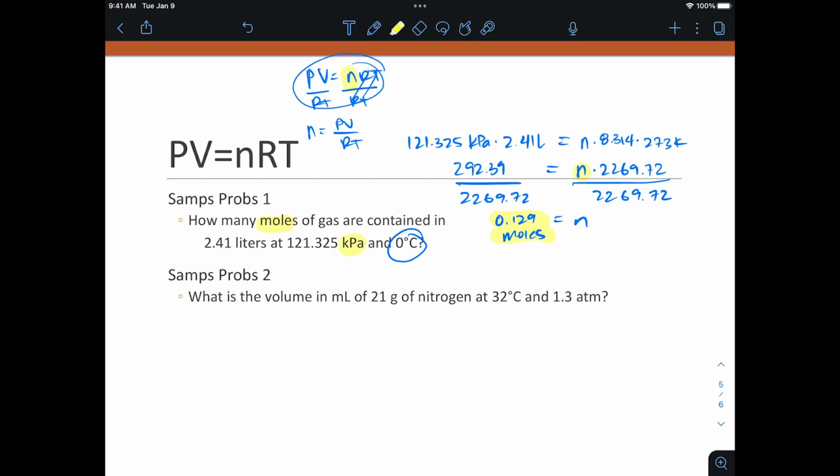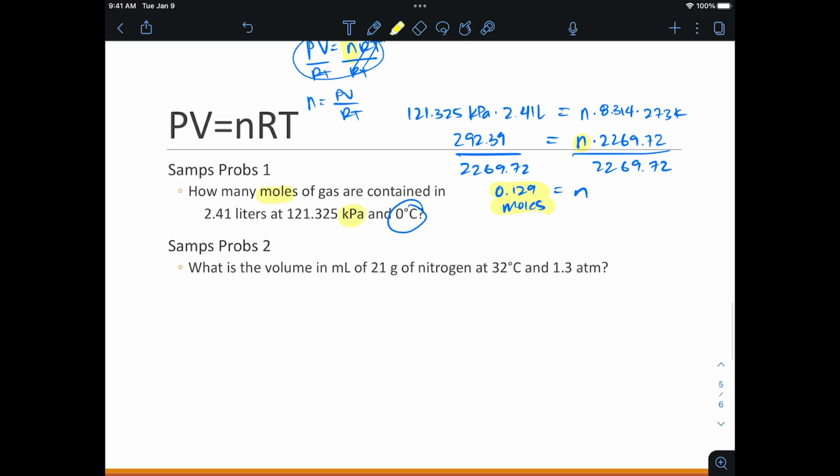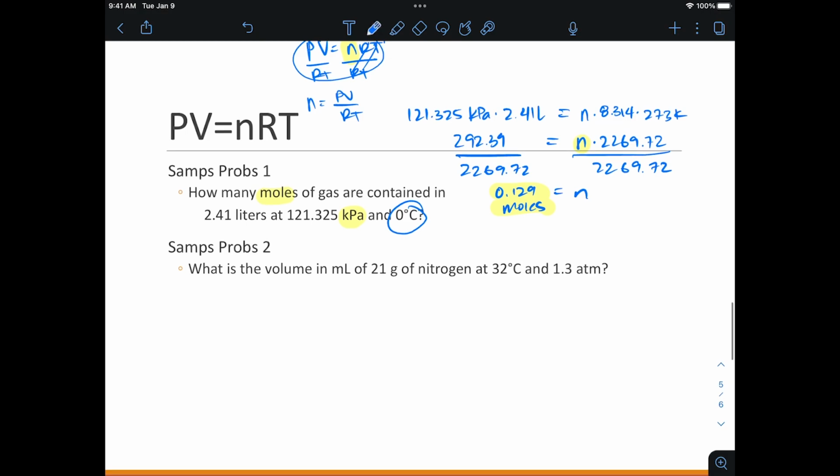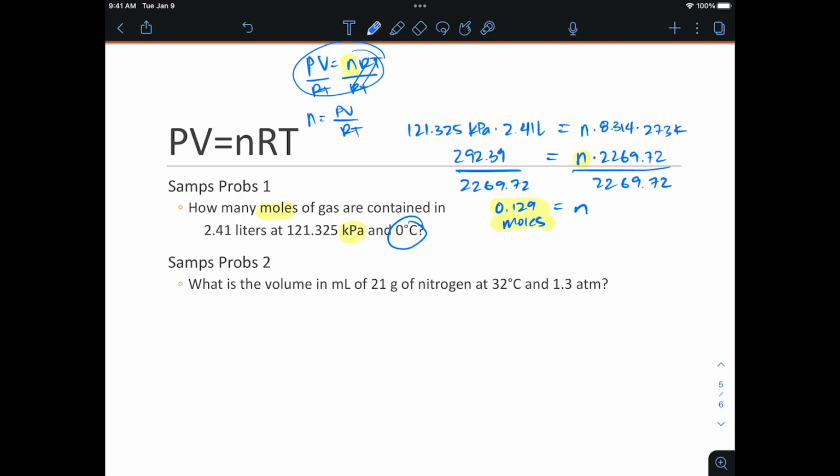Other ways, of course, there's lots of ways to do it, but that's one of them that I'm showing you there. How about for the nitrogen problem? Okay, for this one, I will rearrange it first just to give you a different view of how you can do them. So what is the volume? So I'm solving for V in milliliters.